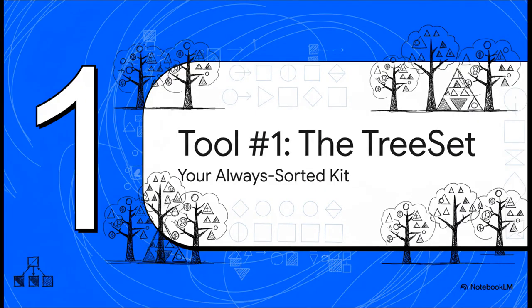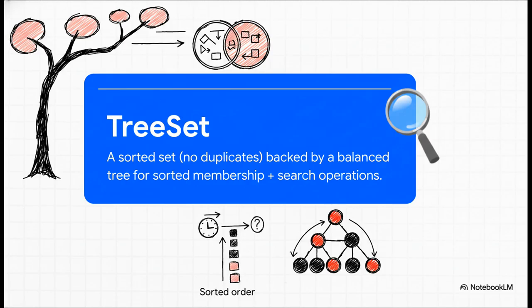So let's grab that first tool out of our toolbox. This is the TreeSet, your go-to for anything that absolutely has to stay sorted no matter what. So how does it do it? Well, under the hood, a TreeSet is using a special kind of balanced tree, a red-black tree, to be exact. And that structure is the secret sauce. It's what lets the TreeSet enforce its two golden rules: one, no duplicates allowed, and two, everything is always in order. This makes it amazing for checking if something is in the set and for searching through it super quickly.